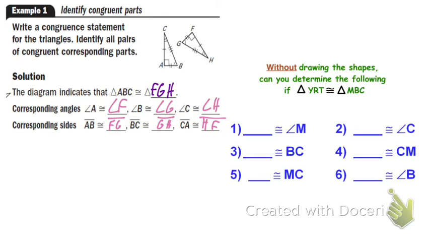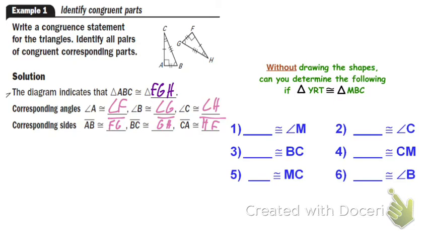Here on the right, okay. Without drawing the shapes, can you determine the following? If we know this information, triangle YRT is congruent to triangle MBC. Can we know these following pieces of information with only looking at the diagrams? Yeah, we can, right? We just have to match with the letters, right?